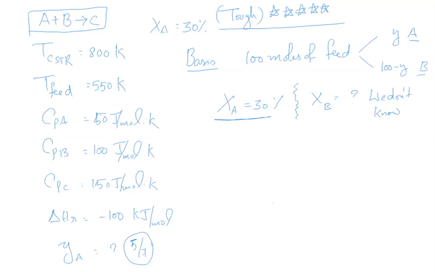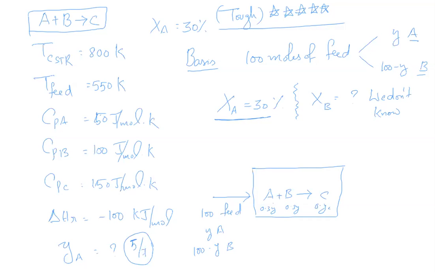So how do you write the mole balance? 100 feed, out of which Y is A and 100 minus Y is B. What is the reaction taking place? A plus B gives C. How many moles of A reacted? 0.3 into Y. How many moles of B reacted? 0.3 into Y. How many moles of C formed? 0.3 into Y.